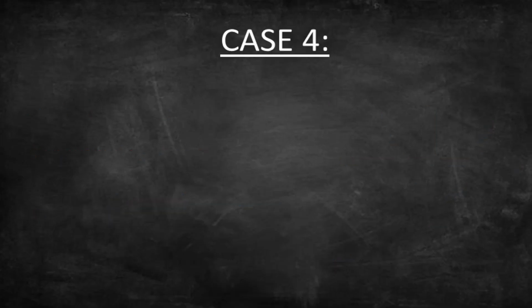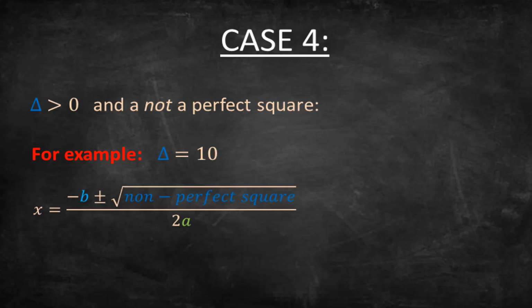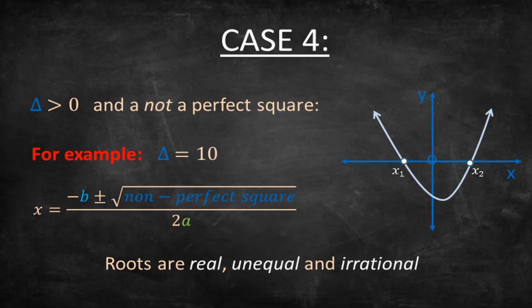Then the fourth and last case is when delta is greater than 0 but not a perfect square. For example, when delta is equal to 10, which is a number greater than 0 but not a perfect square. So in this case, we'll have a non-perfect square under the square root in the quadratic formula. When we draw a graph of the quadratic equation, it will also intersect the x-axis at 2 points. Here the roots are real, unequal, and irrational.